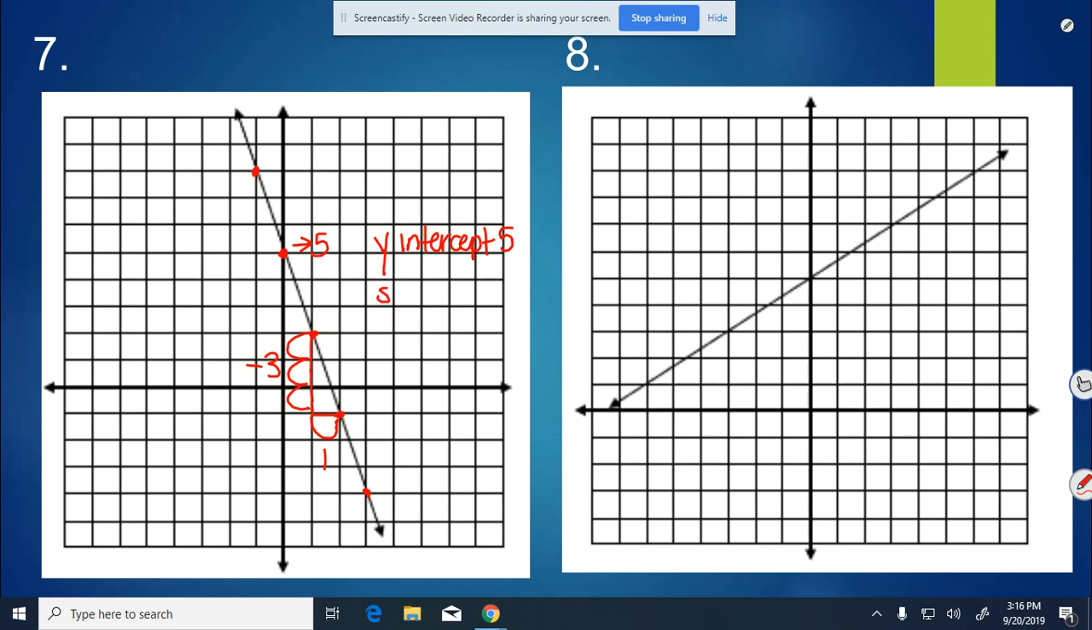So our slope is negative 3 over 1, or just negative 3. Then putting it together for the equation, y equals 5 minus 3x, or y equals negative 3x plus 5. Either will work. All right, we'll do one more together.